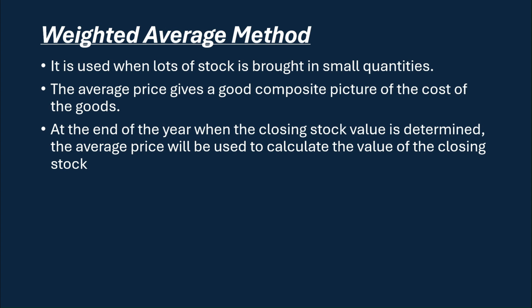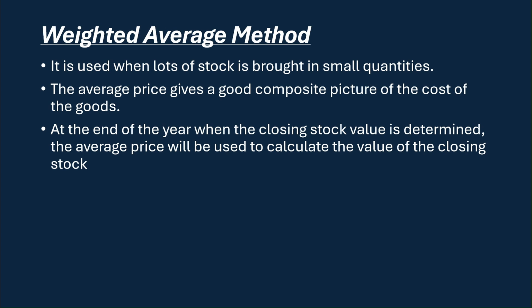So remember, at the end of the year, that closing stock is determined, right? The average price will be used to calculate the value of the closing stock. Because remember, with the weighted average, we wait for the year to end, and when the year has ended, we take the amounts that we have sold, the units that we have sold.